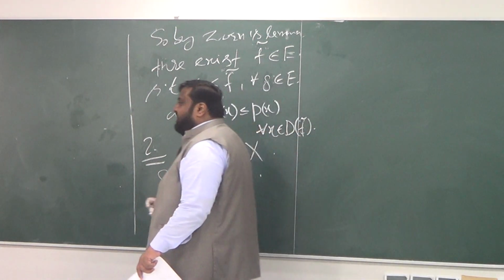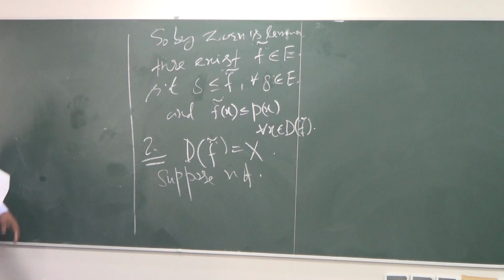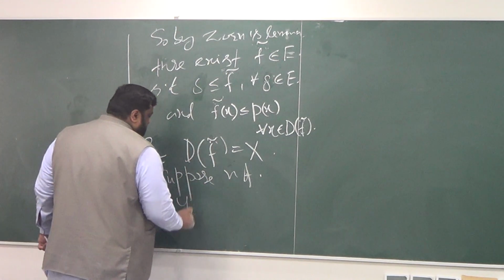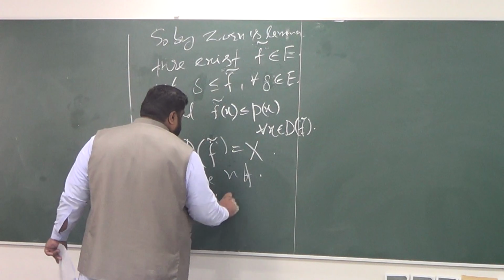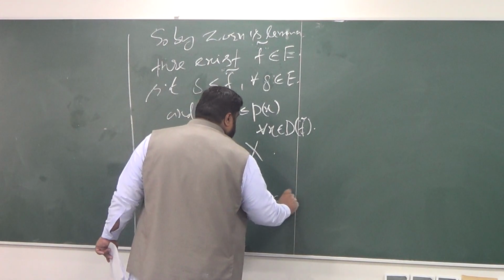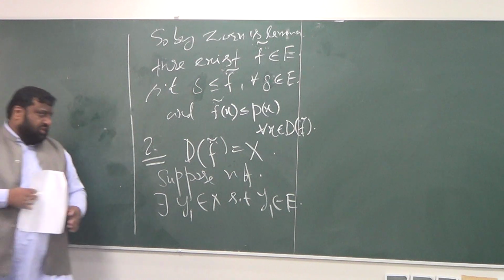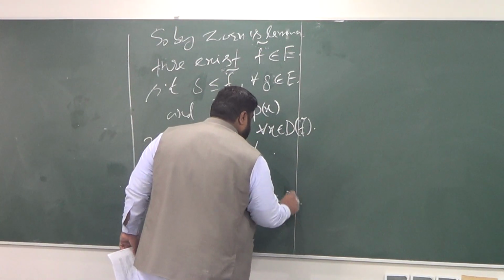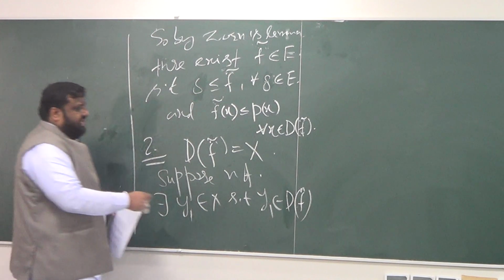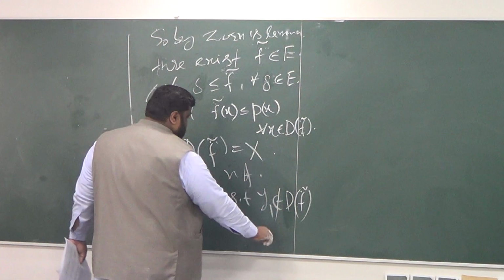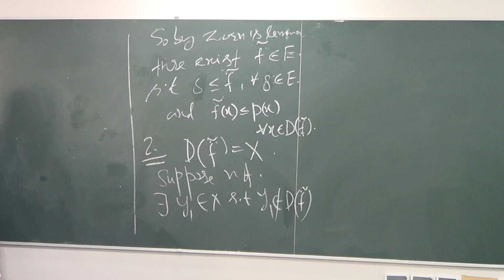Okay, so if this is not true, then what is true? The domain of f tilde is a proper subset of X. In other words, there exists some element, let's call it y1, in X such that this y1 is not in the domain of f tilde. So this must be the case.